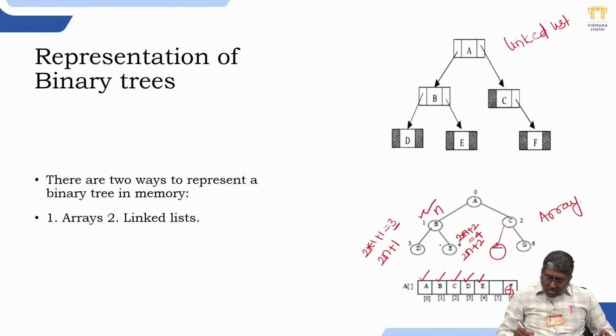This applies to all the nodes including the root node. If the root node is at the 0th position, then the left child is at the 2n plus 1 position. Here the n value is equal to 0, so the left child is at the first position.